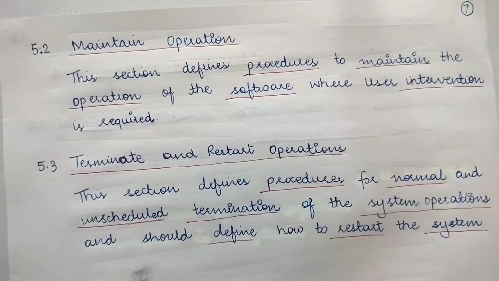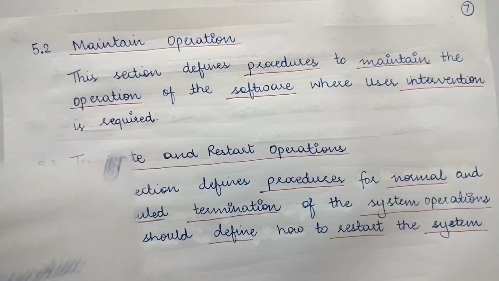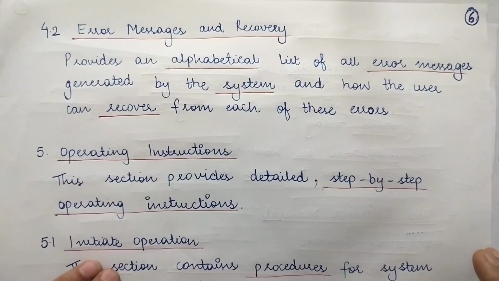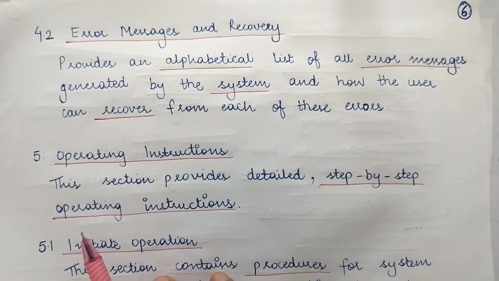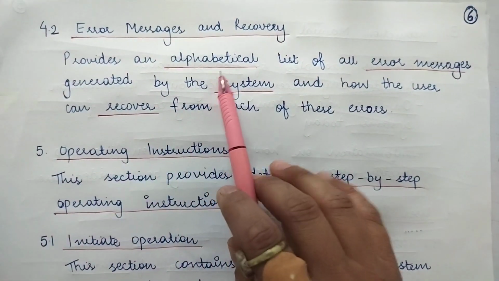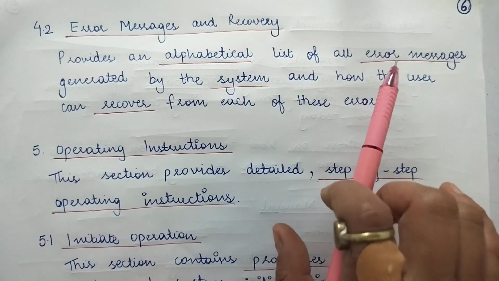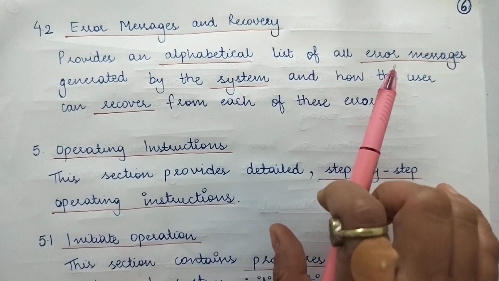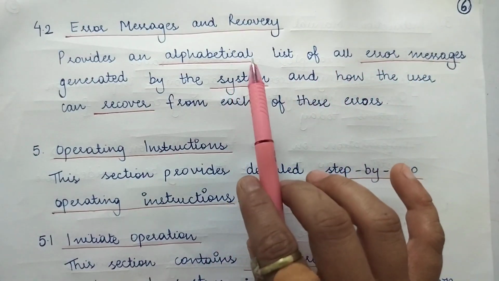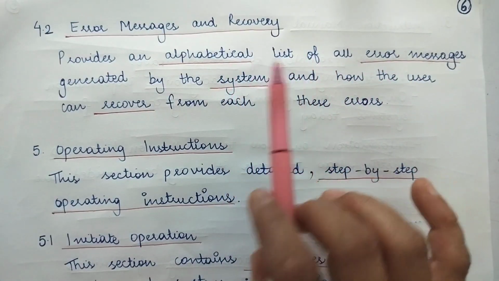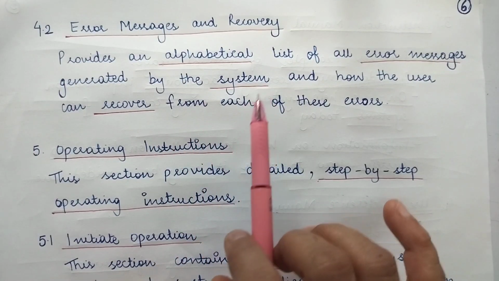Then within the user reference manual, another subsection is the error message and recovery. Now this subsection, which is the error messages and recovery, provides you with an alphabetical list of all the error messages. All the possible error messages that the system can give you are provided in an alphabetical order, and how the user can recover from each of them is also provided there.